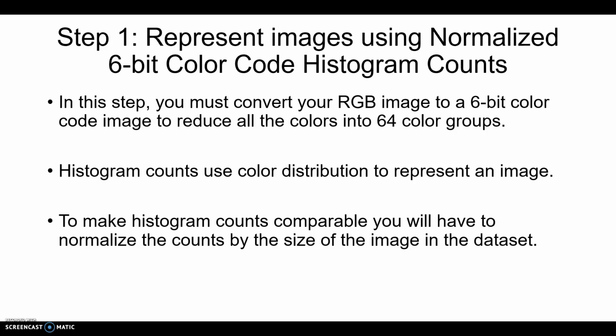So the first step, you need to normalize the 6-bit color code histogram counts. In this step, you must convert the RGB image to a 6-bit color code image to reduce all the colors into 64 color groups, due to there being millions and millions of colors out there in the world. Histogram counts use color distribution to represent an image. To make histogram counts comparable, you will have to normalize the counts by the size of the image in the dataset.